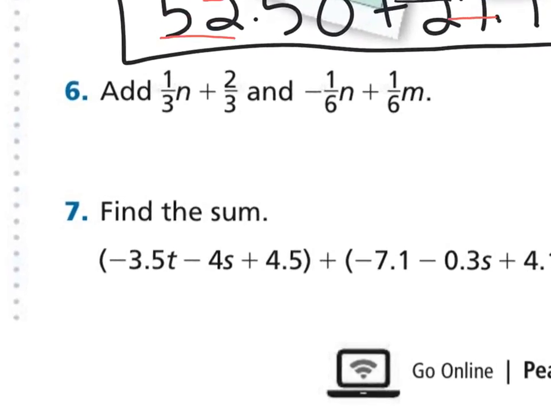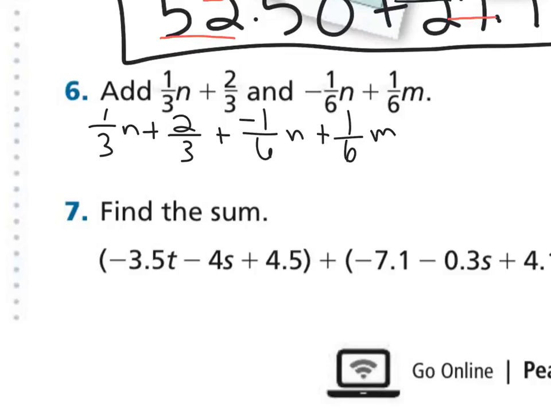If we look at number 6, we've got some N terms, some M terms, and some constants. They want us to add these together. So technically, if you wanted to write out first, we've got 1/3 N plus 2/3 plus negative 1/6 N plus 1/6 M, just to show we're adding those together. Then it's just a matter of getting our like terms together. Alphabetically, M would come first here, so we only have one M term, so we could put that first, which would just be 1/6 M.